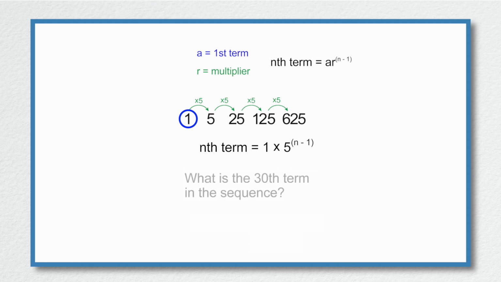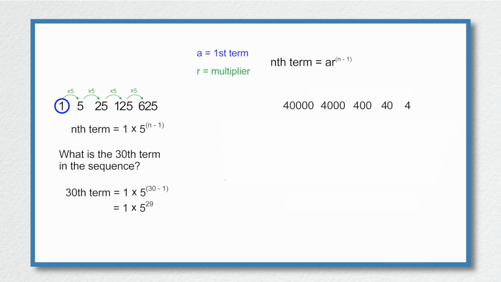So if you were asked what is the 30th term of this sequence, well, this would be 1 multiplied by 5 to the power of 30 subtract 1, which is equal to 1 multiplied by 5 to the power of 29. Of course, this would generate a very large number, so it would be okay to leave it in this form.